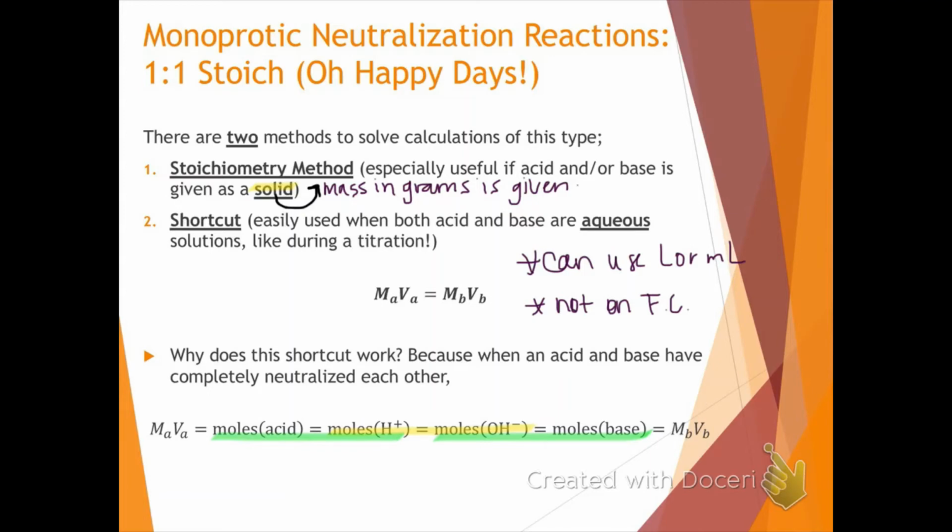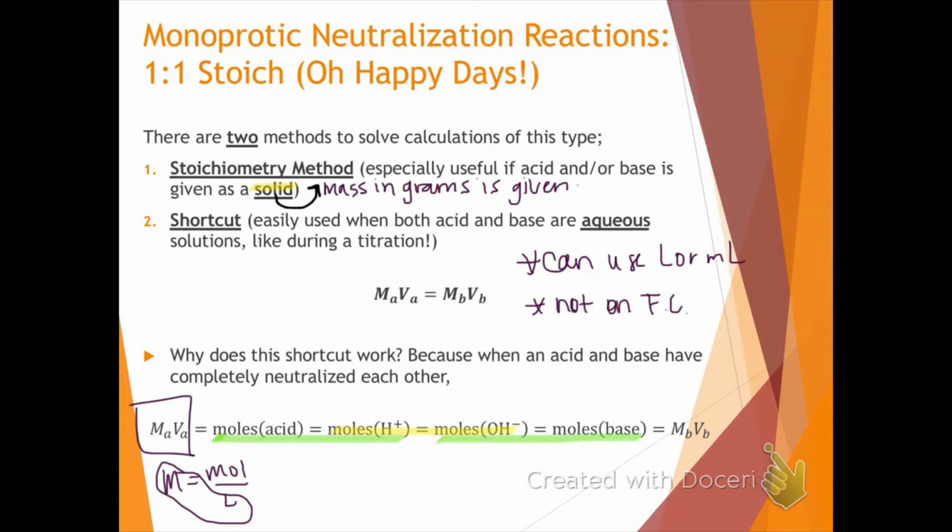Well, if we take the molarity of our acid times the volume of our acid, MAVA, that's equal to moles, because of our molarity equation. We know that molarity is equal to moles over liters. So when we take our molarity times our volume, we get our moles. So molarity of acid times volume of acid will equal our moles of acid. Again, it's monoprotic, so that's also our moles of H plus.